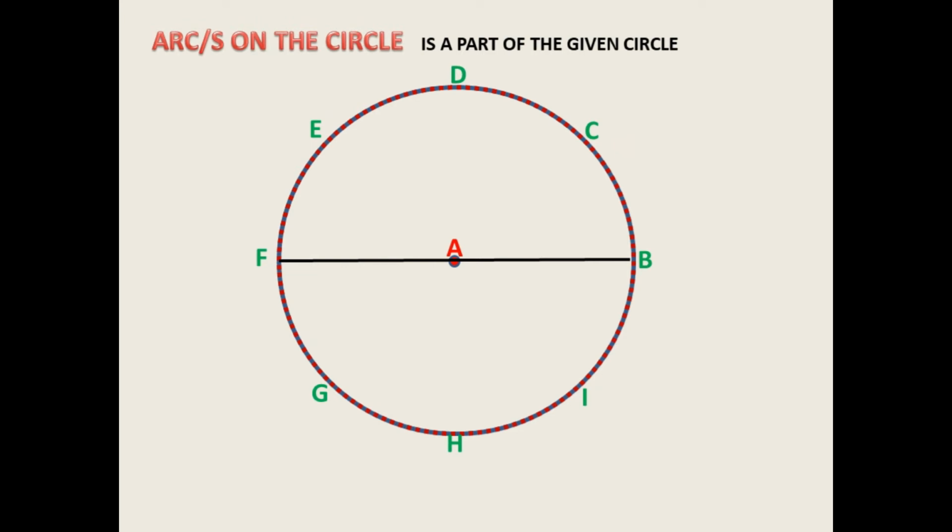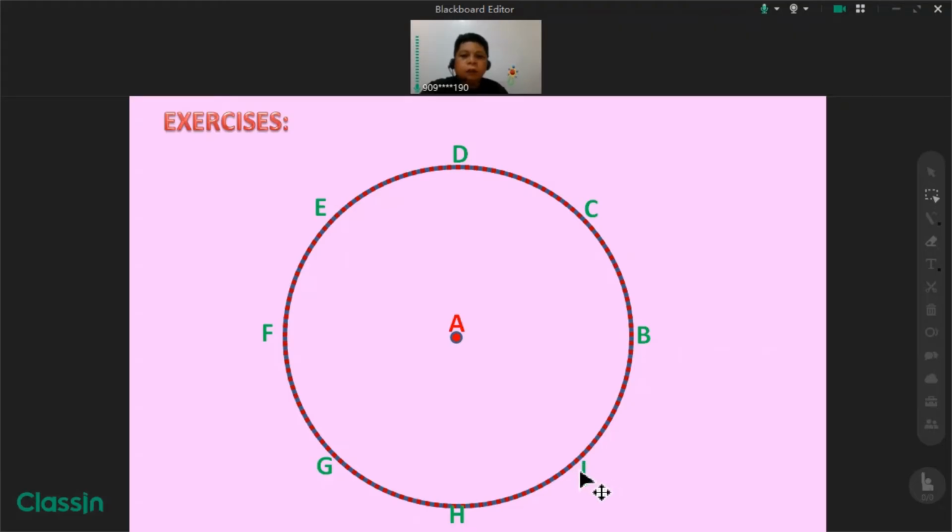So let's have now an exercise. So we have a given circle A because the center is point A. So if we connect line segment EI, which passes through the center, we form a diameter. So that is now diameter EI.